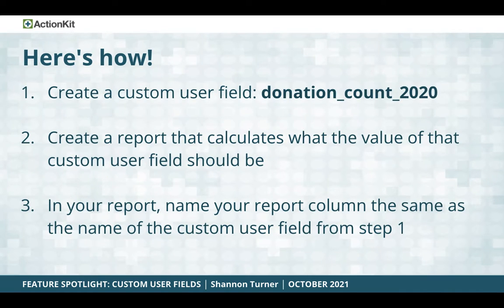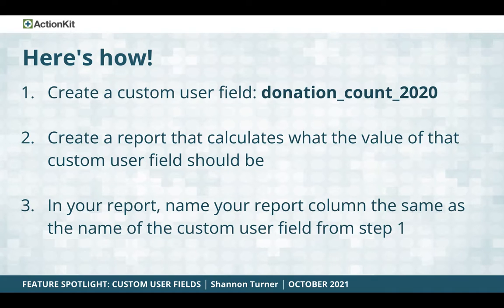And if you're thinking, Shannon, those examples sound great, I'm sold, how do I do this? Here's how. So first, we're going to create a custom user field, and we're going to do this from the Users tab on the right-hand side menu. In the sidebar, go to Custom User Fields. Let's create a field called Donation Count 2020.